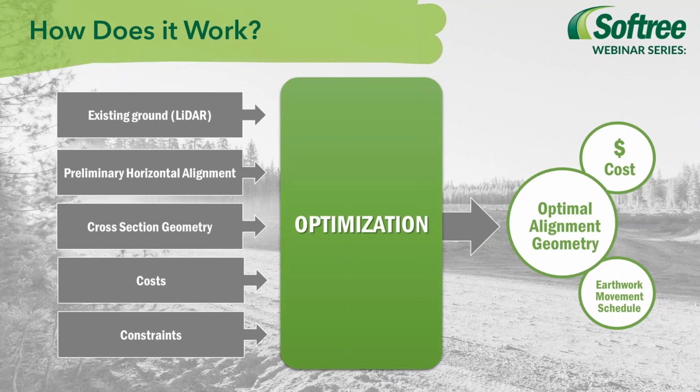We also need to assign the cross-section geometry for our road. And we'll need to make sure our costing model is reasonable. And then we'll input any constraints that we have.